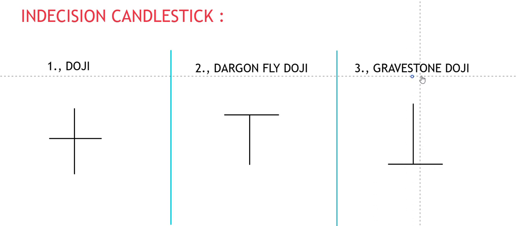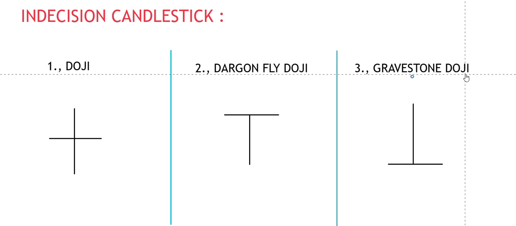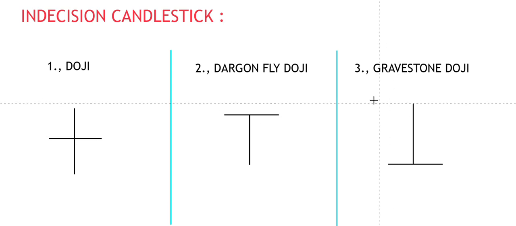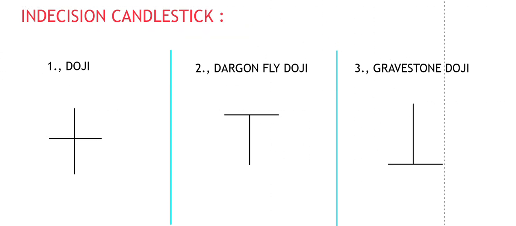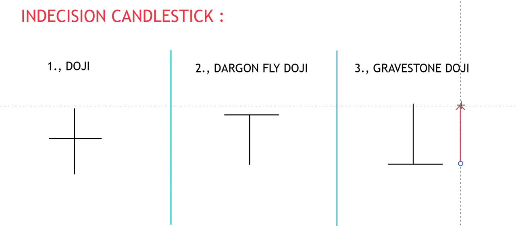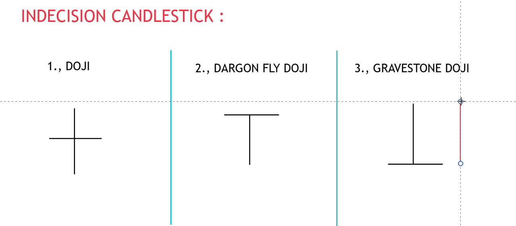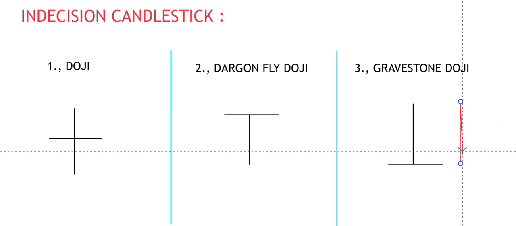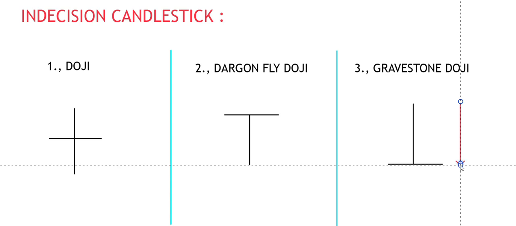Next we are going to see about Gravestone Doji, which is known as the inverted T. How does the market work here? When the market opens here, buyers are pressing the market up, and the sellers and buyers are both fighting in the market. So the market gets back to the opening point, and the opening point and closing point are at the same level. So it's known as Gravestone Doji.